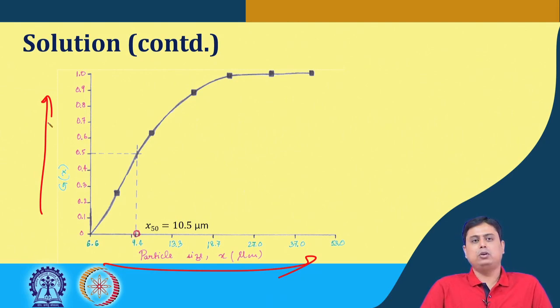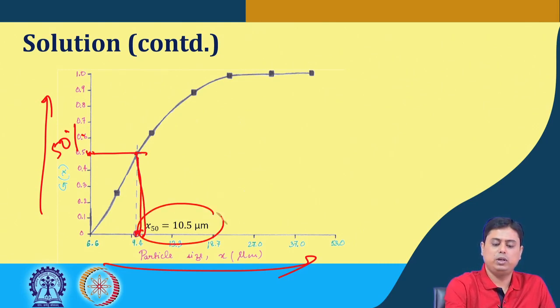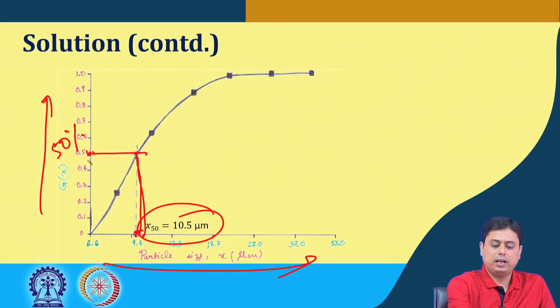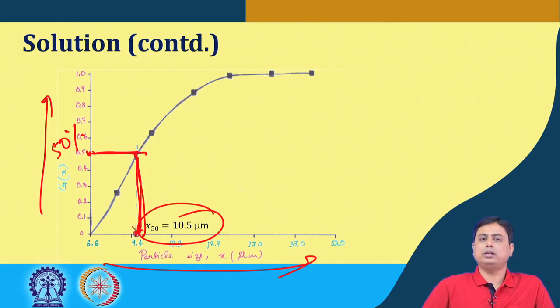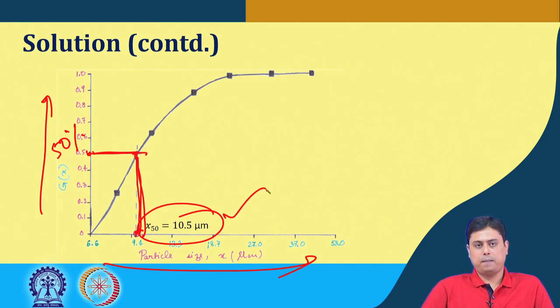And how do you find the equiprobable size? By definition, it is the particle size at 50% of the grade efficiency, which is at 0.5. What is the value of x, which comes out to be 10.5 micron. So, we draw a horizontal line at 50% grade efficiency, and we find the x coordinate of the intersection between this grade curve and the 50% efficiency straight line, and we get the x50 as 10.5 micron. So, this is our equiprobable cut size.